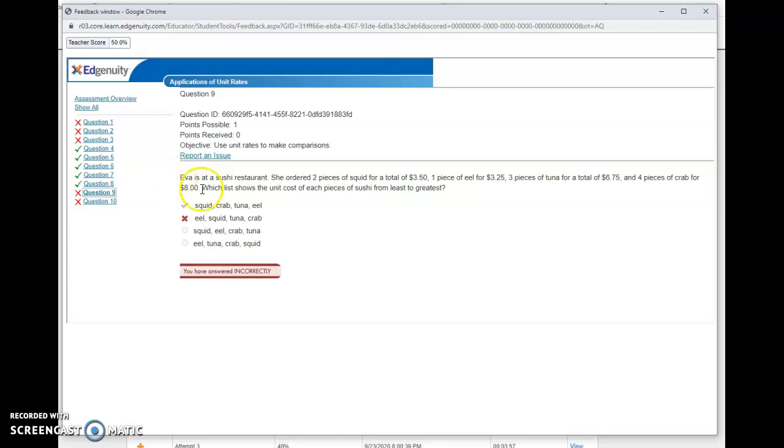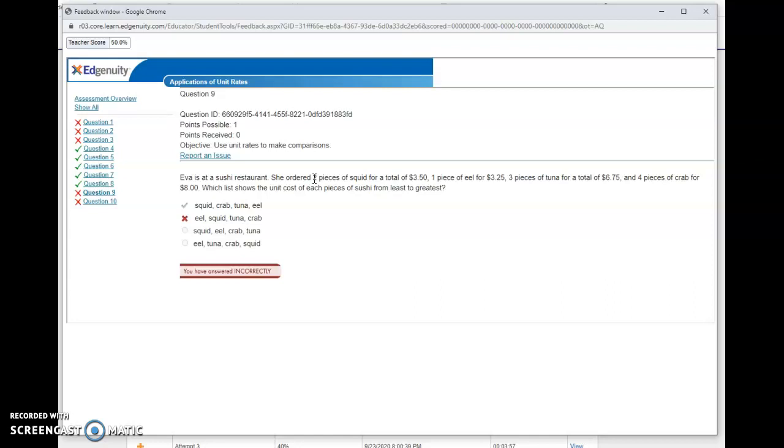Eva's at a sushi restaurant. She ordered 2 pieces of squid for a total of $3.50, 1 piece of eel for $3.25, 3 pieces of tuna for $6.75, and 4 pieces of crab for $8. Which list shows the unit rate cost for each piece of sushi from least to greatest? All right, so it's another one. Unit rate means 1. So if she ordered 2 pieces of squid for $3.50, and there's 2 of them, that means squid is $1.75.